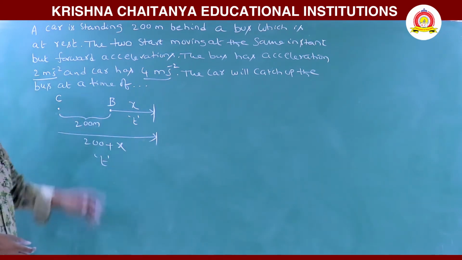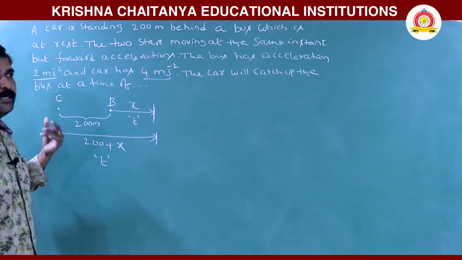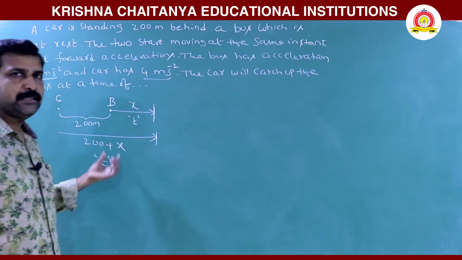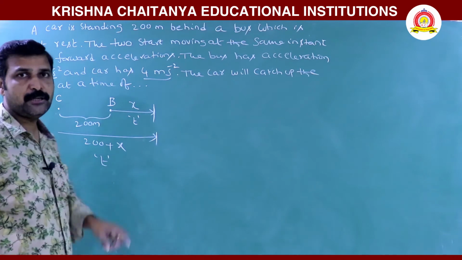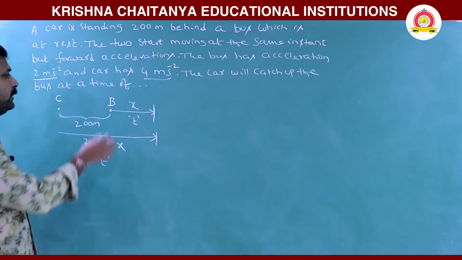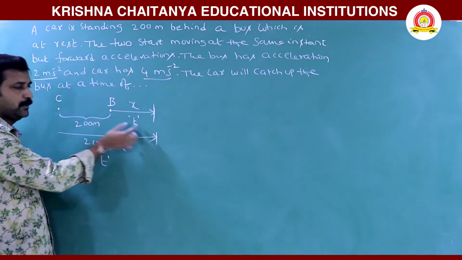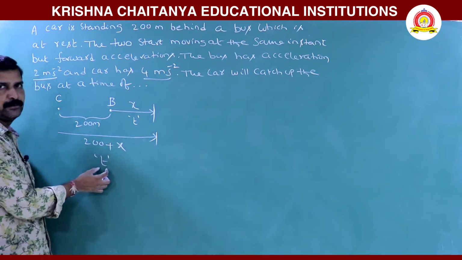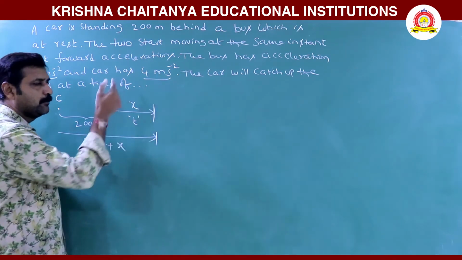Now, taking equations of motion, we can solve. That is one method. But if we use the relative motion concept, we can get the solution in 2 steps. If we go for equations of motion, then we have to use 2 more steps. So here the bus travels a distance x in a time t. The car travels 200 plus x in a time t again. Okay, during that t, the car overtakes the bus.